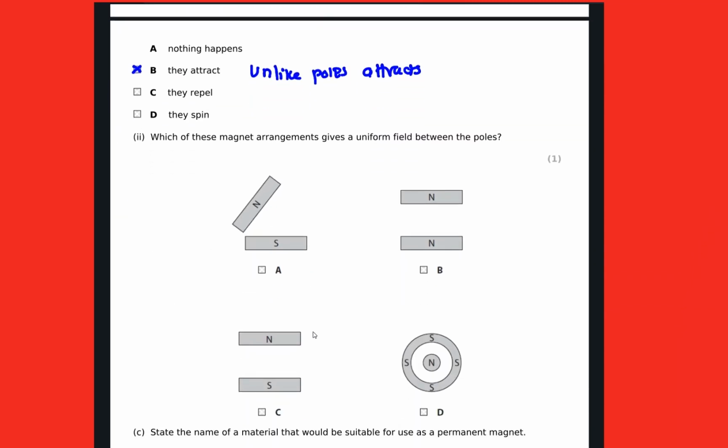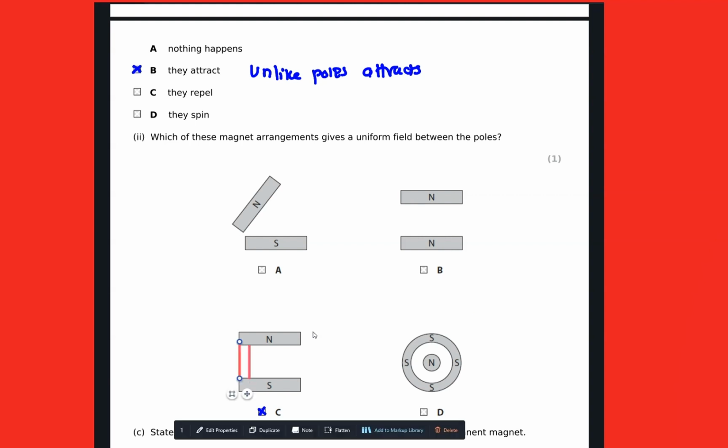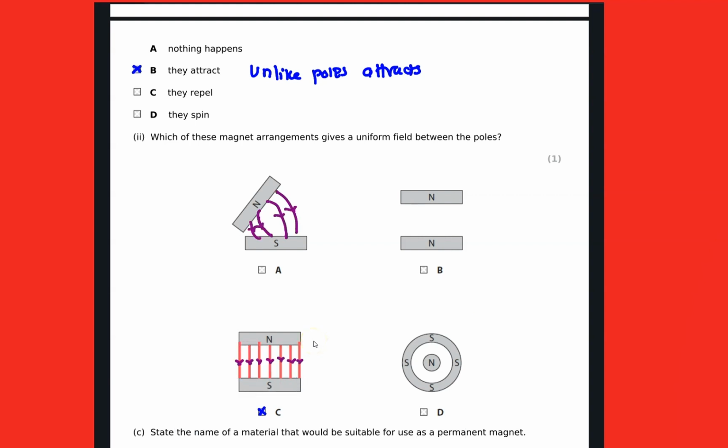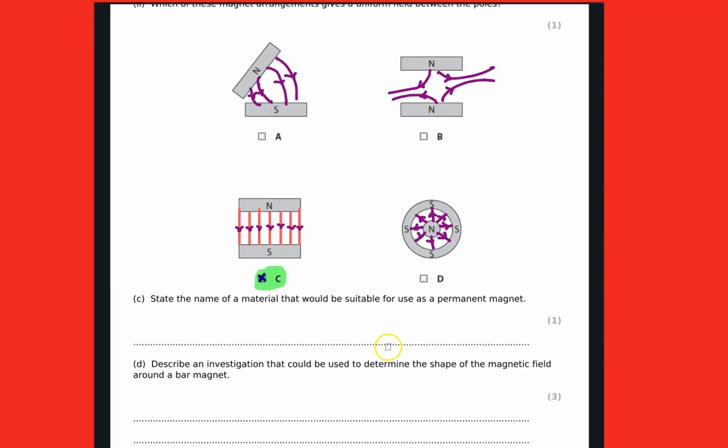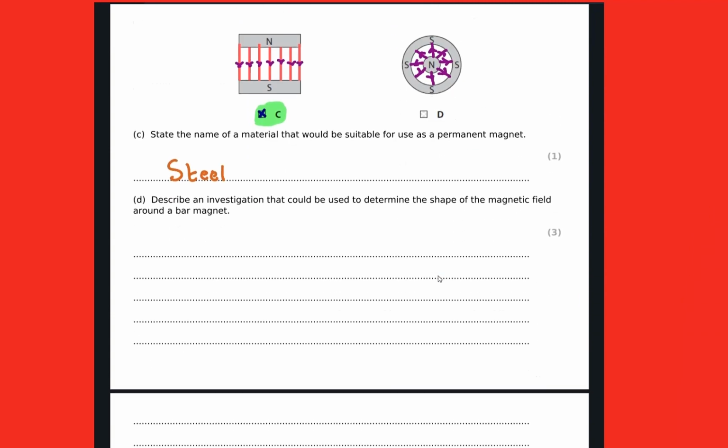Moving to the field between the poles, C is going to give us this kind of field, while this one is not. So the magnetic field for this particular part is C, and steel is the best material here for a magnet. Now let us identify that.